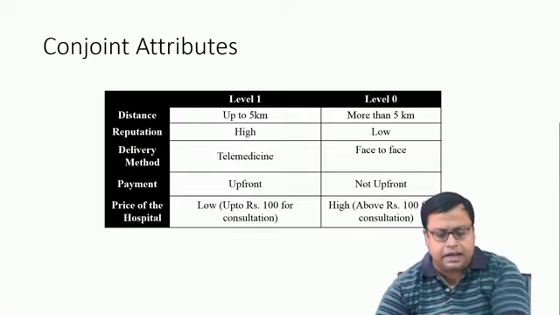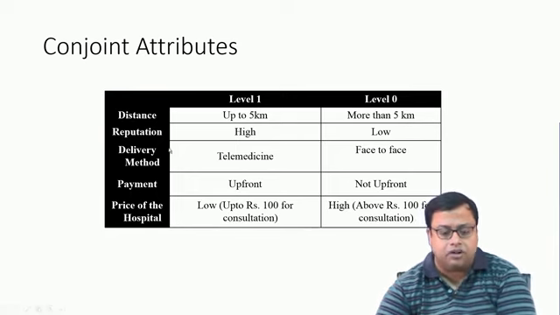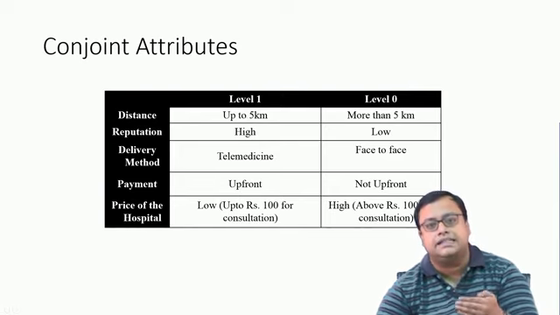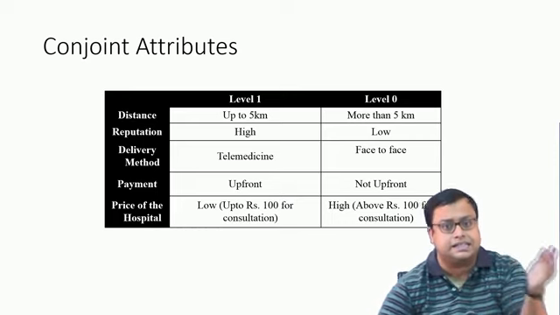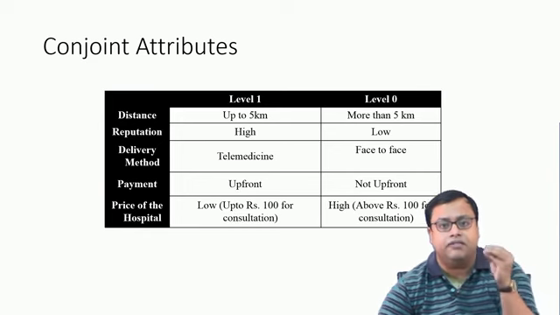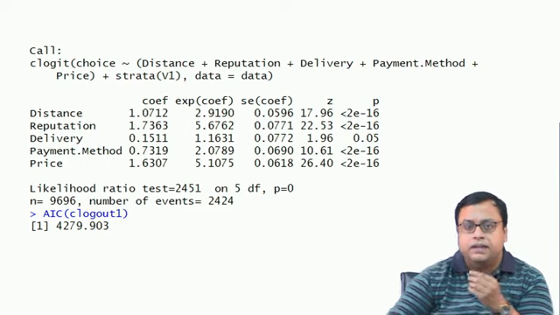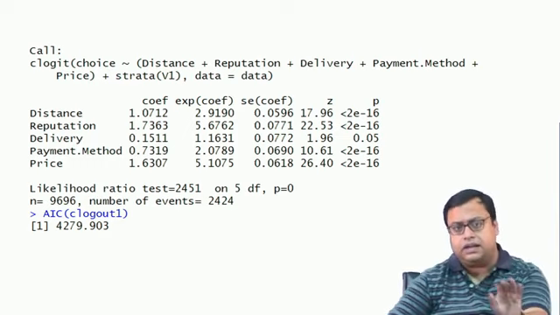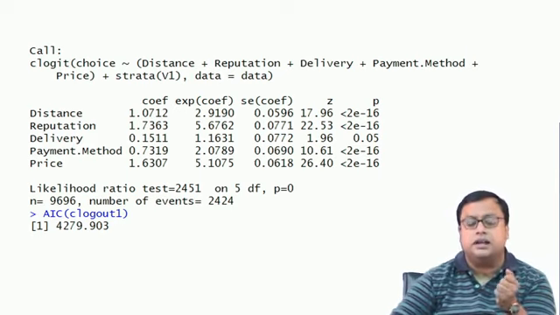What does that mean? Distance level 0 is more than 5 kilometers. Distance level 1 is up to 5 kilometers. That means level 0 to level 1 means distance is decreasing. As distance decreases, my preference, my utility increases. Fair enough, obvious. Can you interpret the next one, reputation? Please pause it for 1 minute, go back to the previous slide and check what the reputation says.